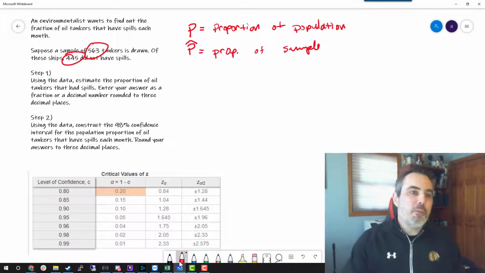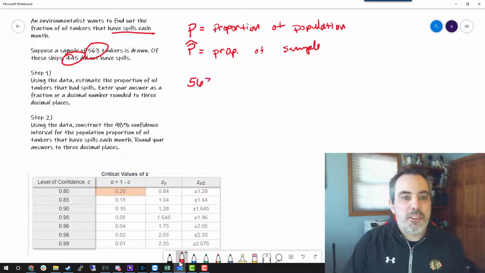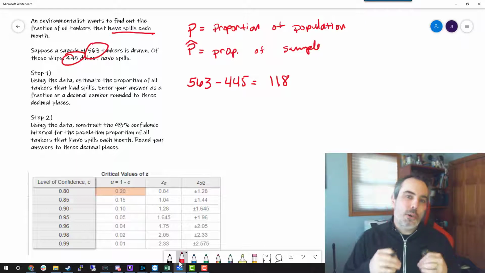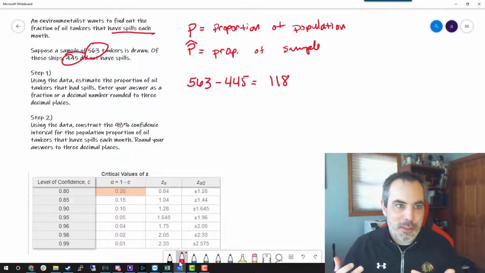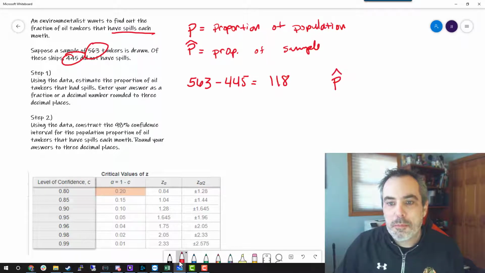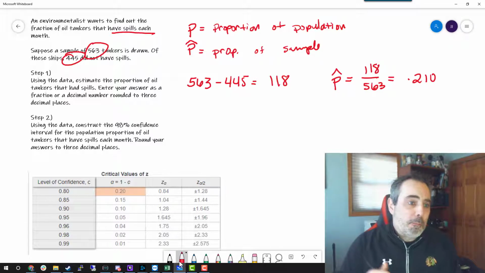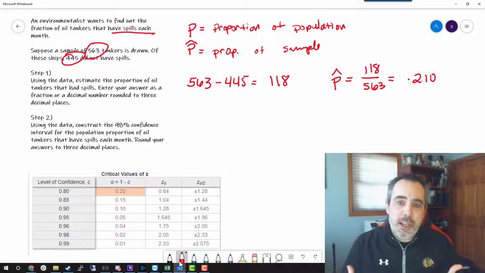Now keep in mind they wanted to figure out the proportion of ones that actually did have spills. So I'm just going to quickly say 563 minus 445, I end up with 118. 118 oil tankers out of this sample did have a spill. So my sample proportion is 118 out of the 563 drawn, or about 21%. Now, that part is just figuring out the proportion.